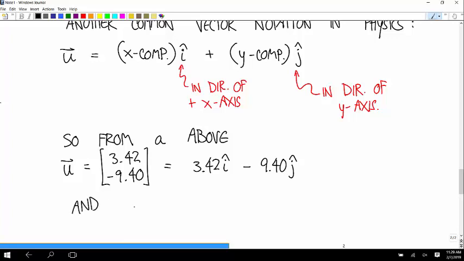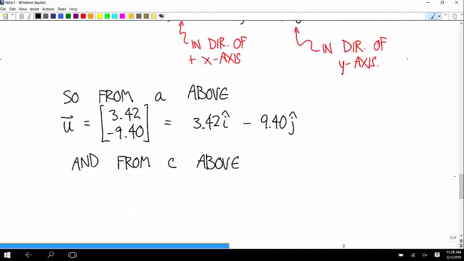I'm going to skip B and just go to C. So from part C, we got that that vector was equal to negative 10, 0. And that means the same thing as negative 10 i, 0j. So I can just leave that off. Don't add anything to it. Any questions about that?